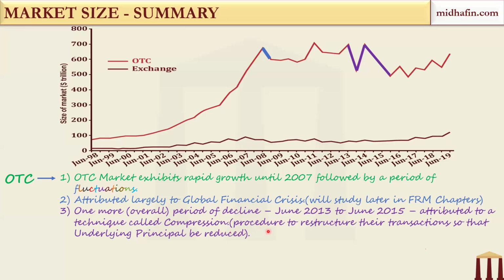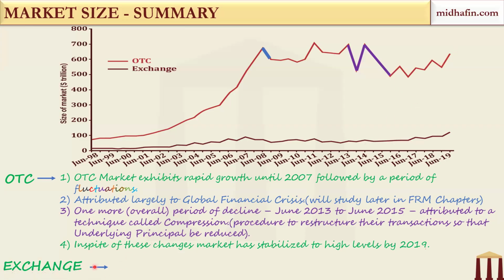So this is actually, I'll just give you a brief. This is a procedure to restructure the transactions so that the underlying principal can be reduced. Then, in spite of these changes, the market has actually stabilized at some high levels by 2019. You can see that. Now let's come to the exchange traded segment.